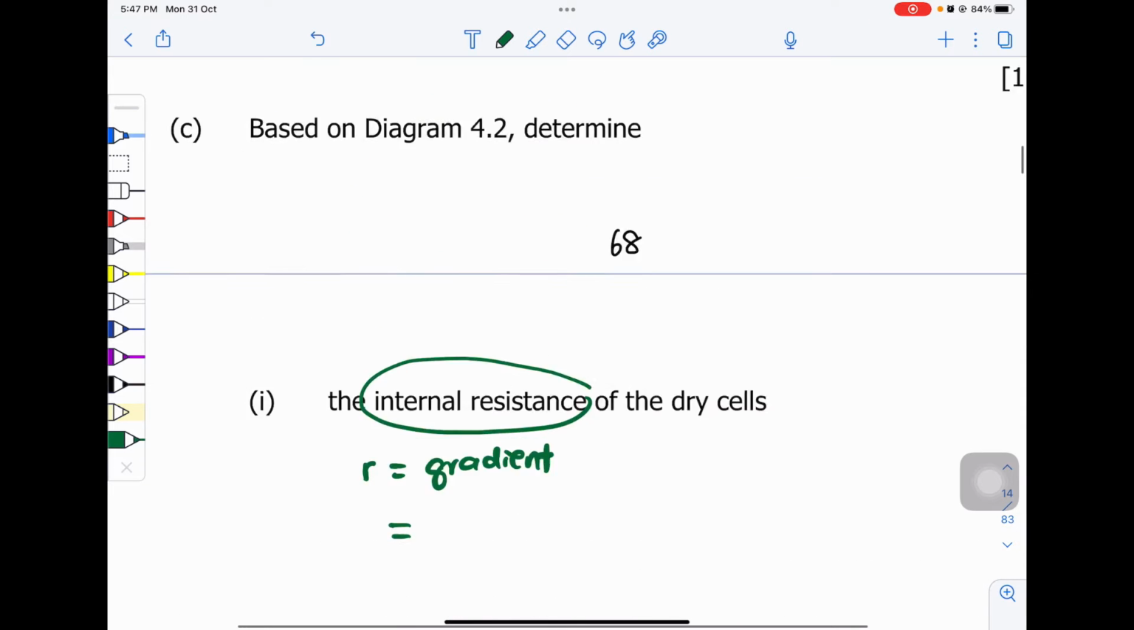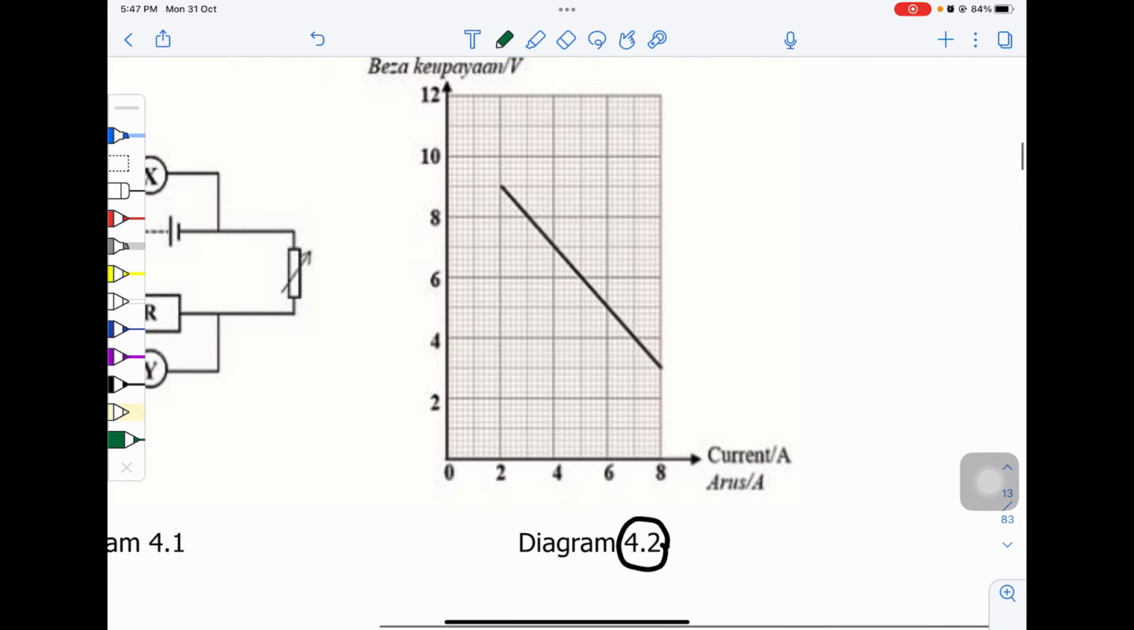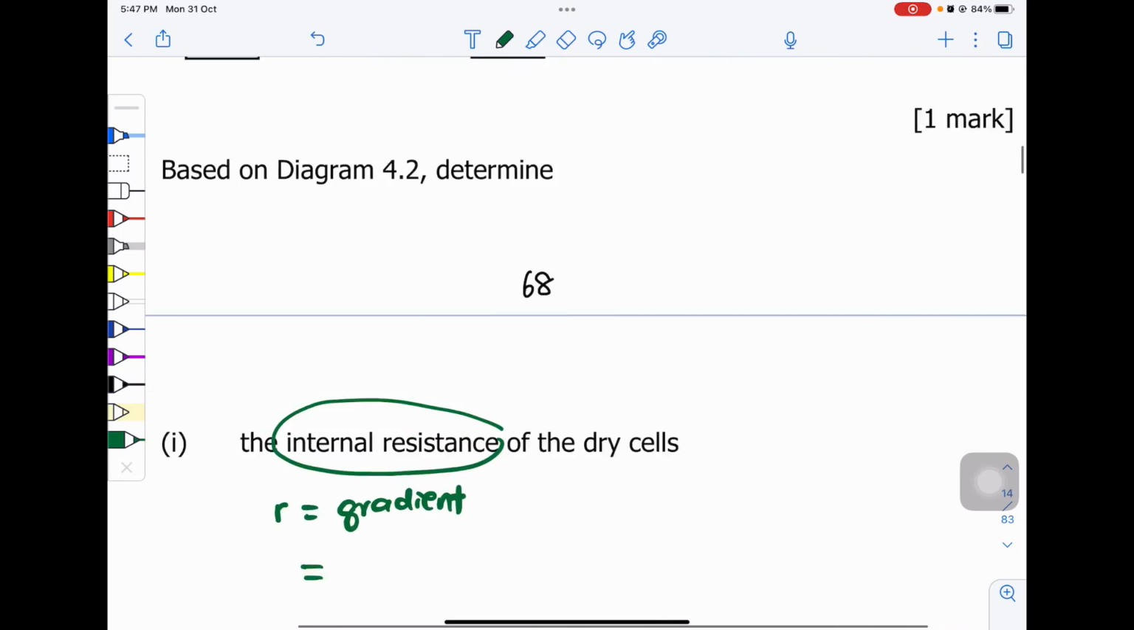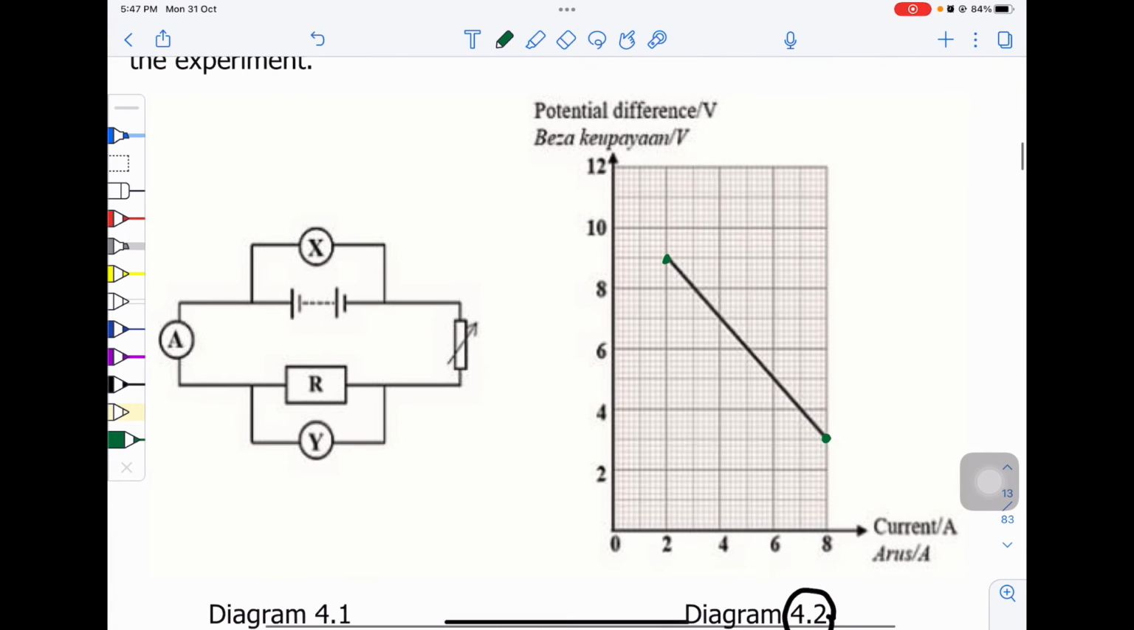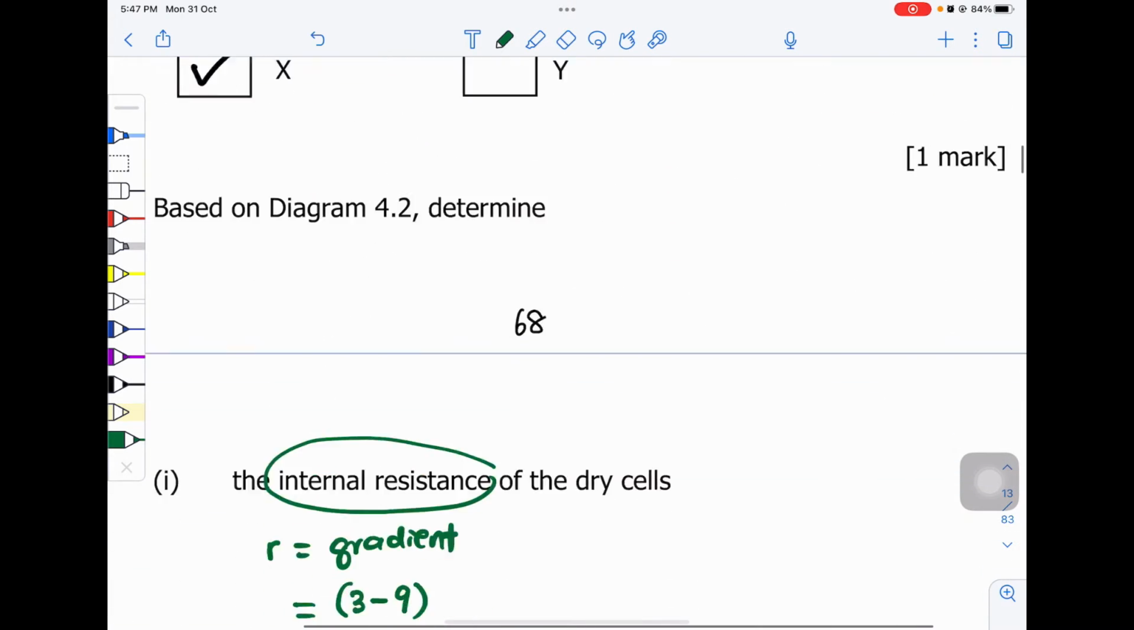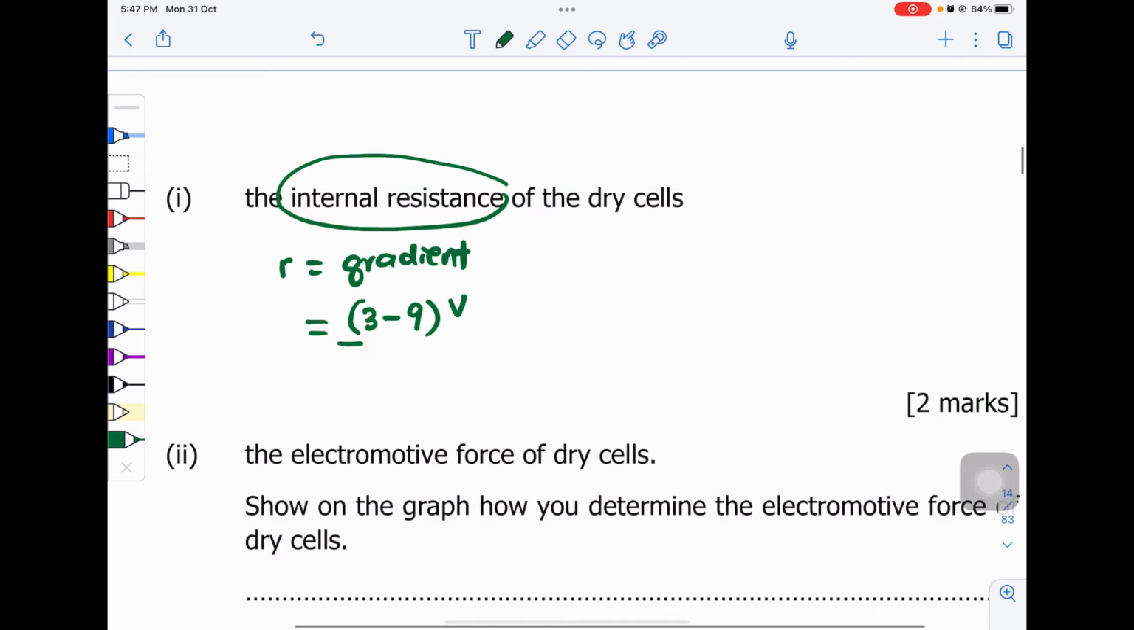Okay, so look at the graph. Which point do you want? That's easy, we take easy points. So this point and this point here, very direct. Okay, y-axis 3 minus 9. Does the y-axis have a unit? Yep, so that's the unit. You write it here, so in the end you will not forget to write the unit.